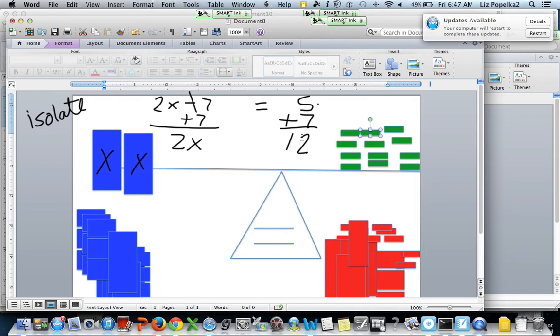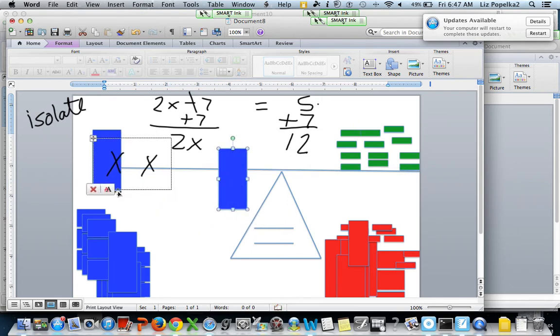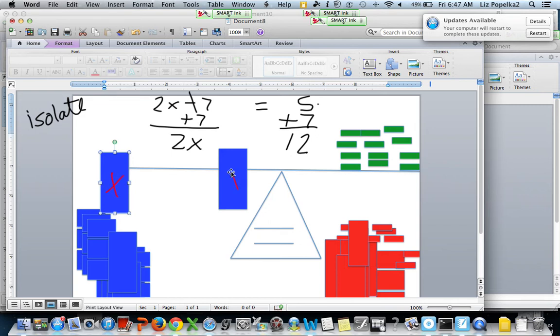So what I'm going to do now is take these 2 x's and divide them into 2 groups. So here's one group of my x, here's another group of x. So I just took my x's again and divided them into 2 groups. So I divided them by 2.